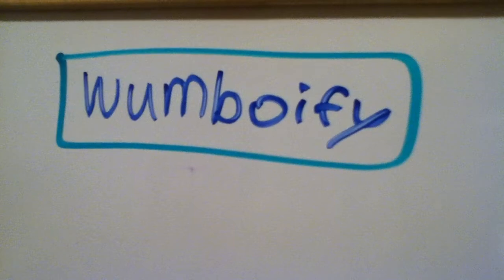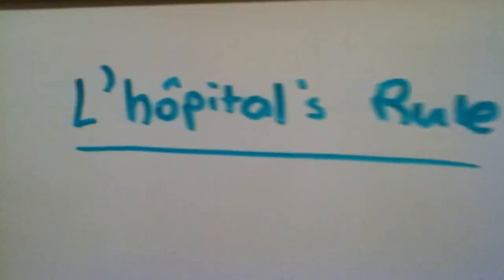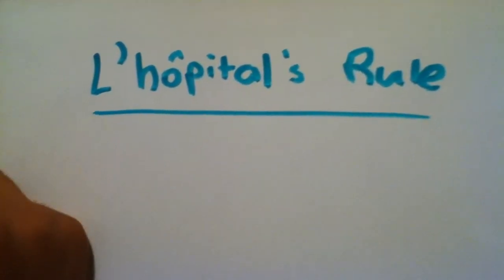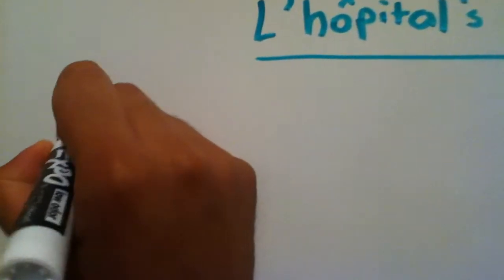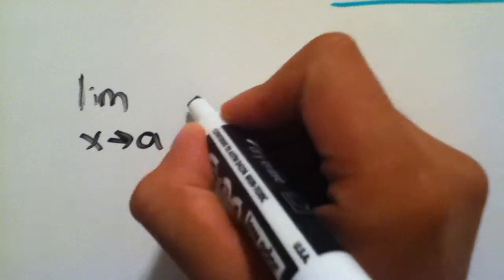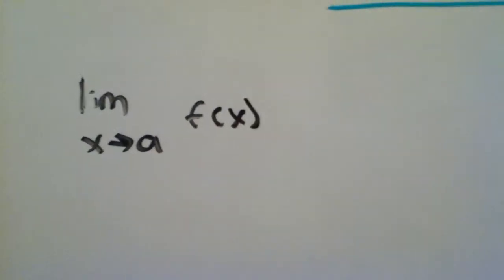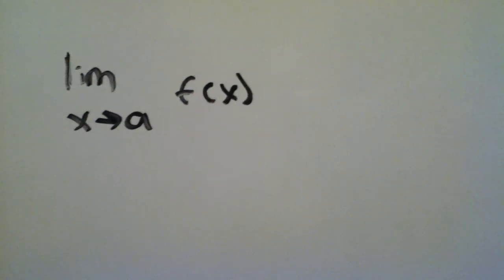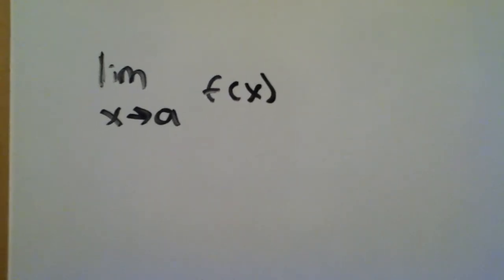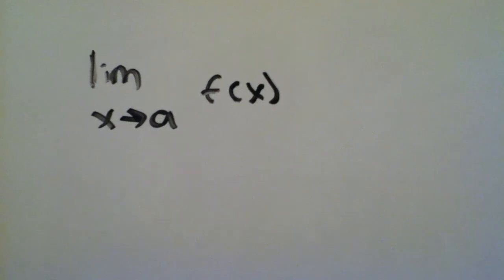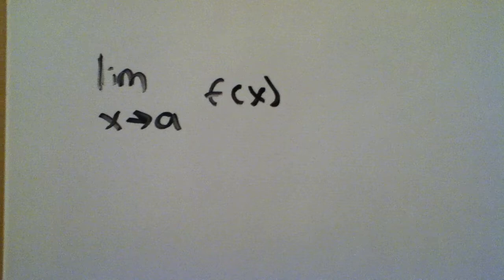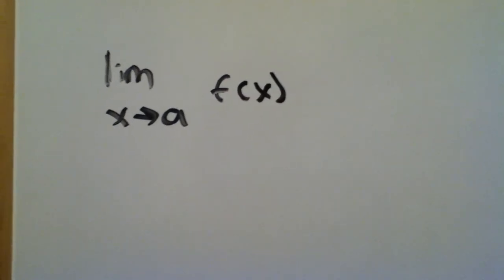I'll be discussing L'Hopital's rule today, and this is basically when you have to take a limit, right? So we all know what a limit looks like as x approaches a of f of x. You're taking a limit, but not only that, this limit yields some indeterminate form, something like 0 over 0 or infinity over infinity. I'll list the indeterminate forms later on in this video.